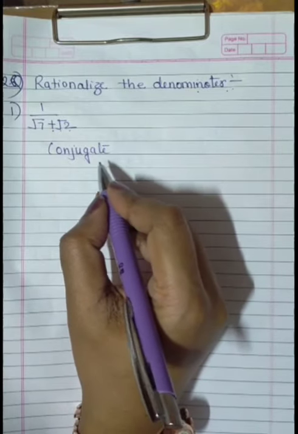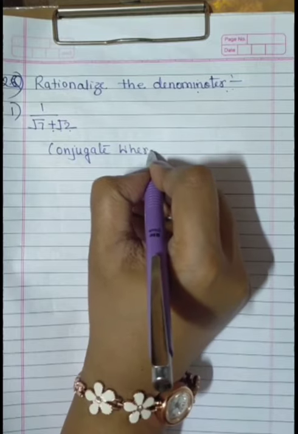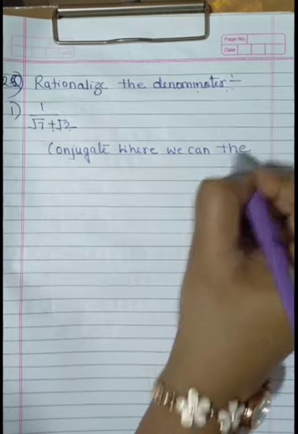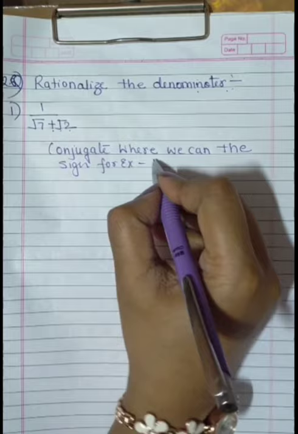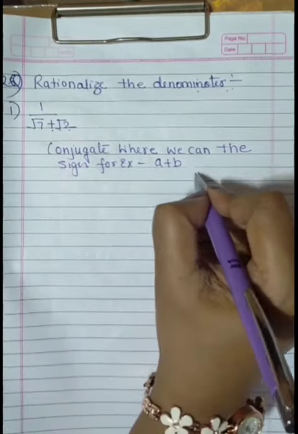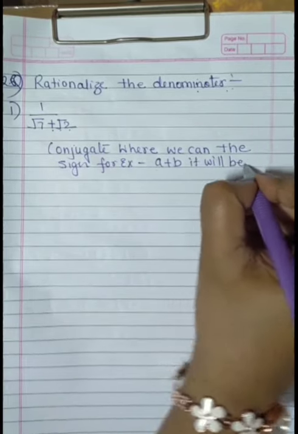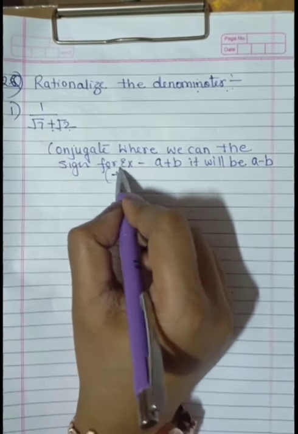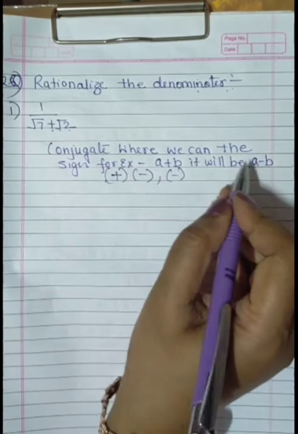Now what is conjugate? Conjugate means where we can change the sign. For example, if we have a plus b, it will be a minus b, means the sign is going to be changed. If plus is there, minus will come. If minus is there, the vice versa.